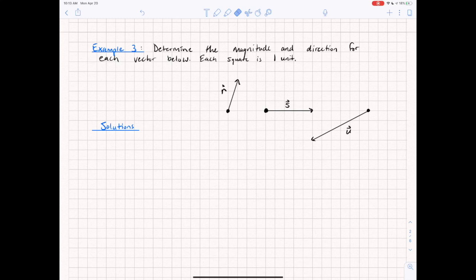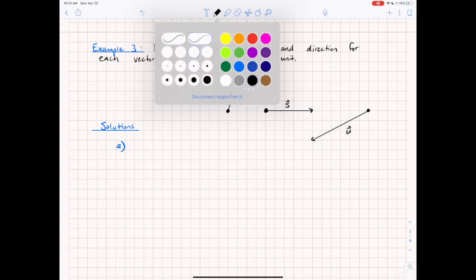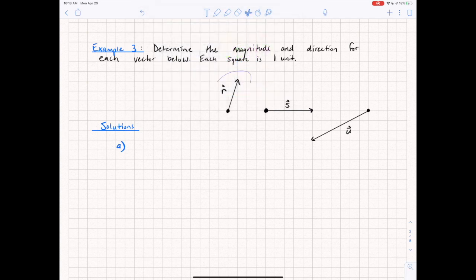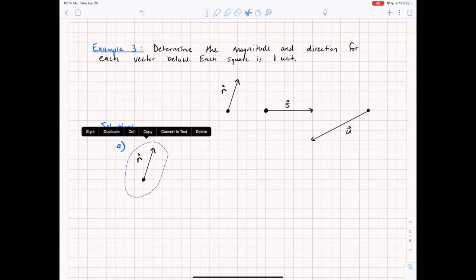All right, so let's try and solve for r. We'll call this A. I want to do r, so I'm going to copy and paste my vector down here so I have it available. Let me make sure it's in the right corner. It's not, there we go. I want to make sure it's lined up because it's going to be equal. It's not going to be off. And just whole numbers so we can count it.